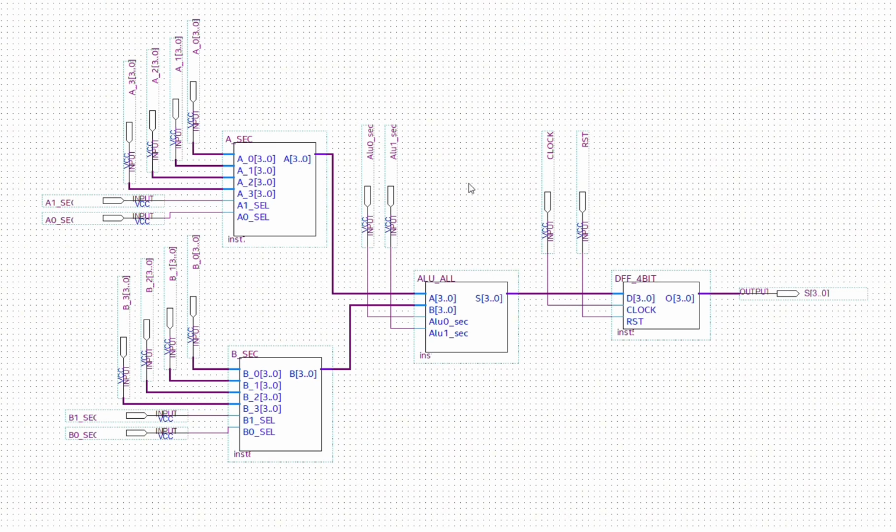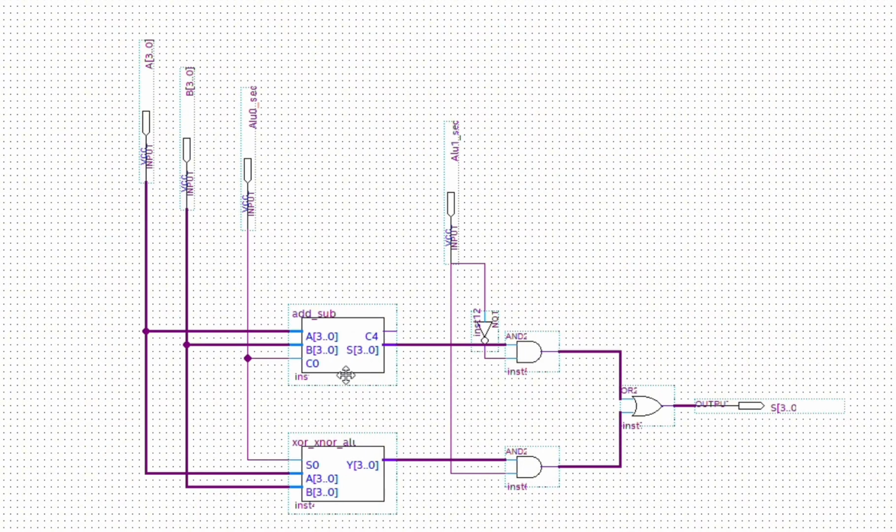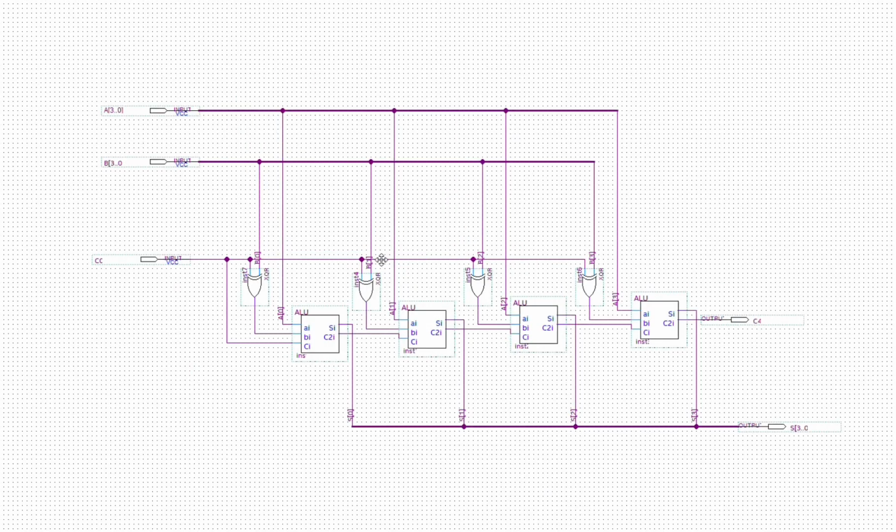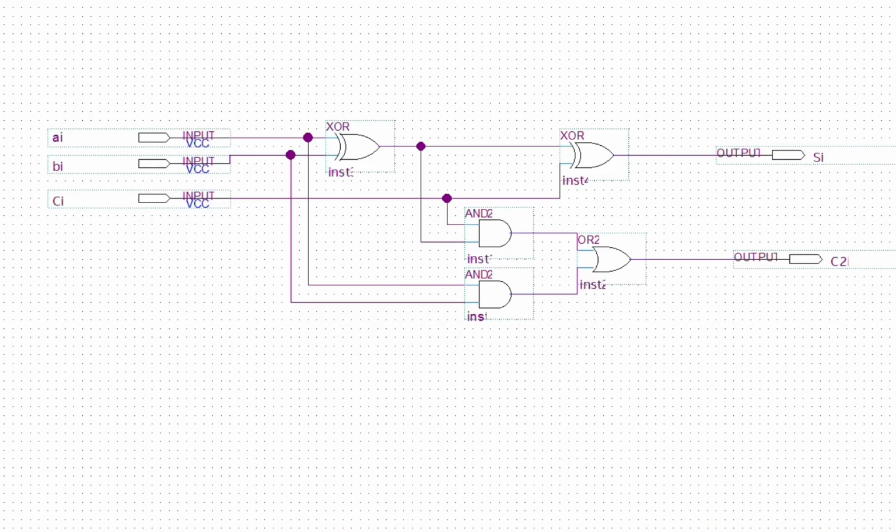Next is the ALU, which is a 4-bit ALU capable of performing 4 operations: addition, subtraction, XOR, and XNOR. Let's start with addition and subtraction. These operations are built using 4 full adders. A full adder consists of 2 XOR gates, 2 AND gates, and 1 OR gate.